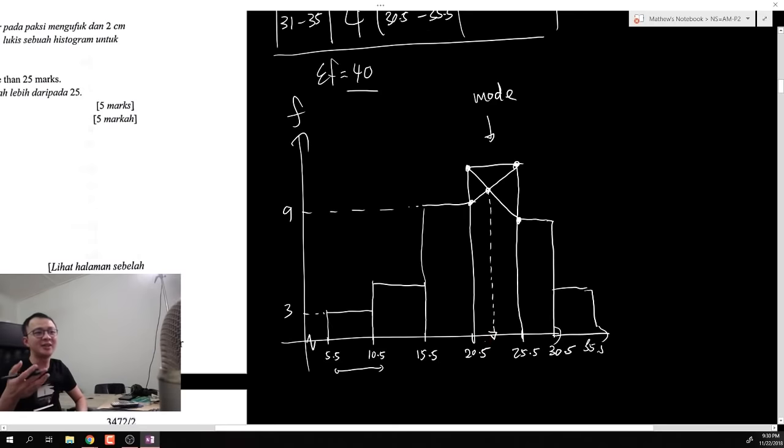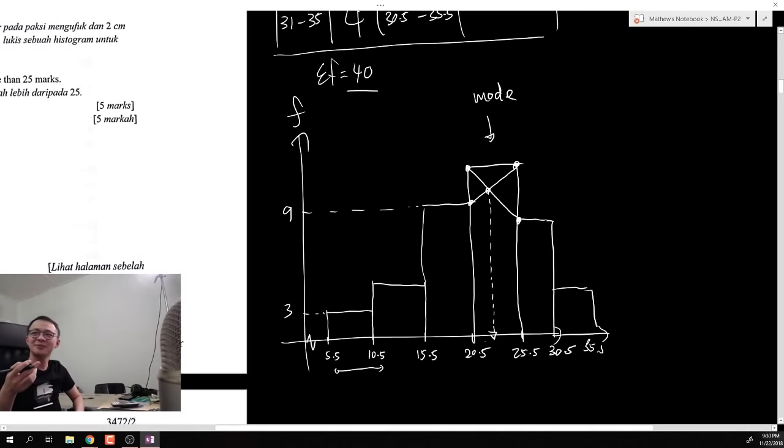Yeah, I see a lot of students ask about midpoint. I think midpoint should be okay, but normally in a histogram, I prefer to use the boundary rather than midpoint. Midpoint normally I will use for frequency polygon. But I see some reference books that actually use the midpoint. But if you ask me which one I recommend, I always recommend you to use the boundary.